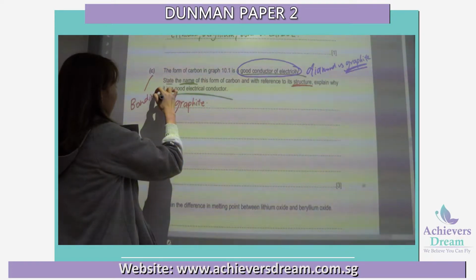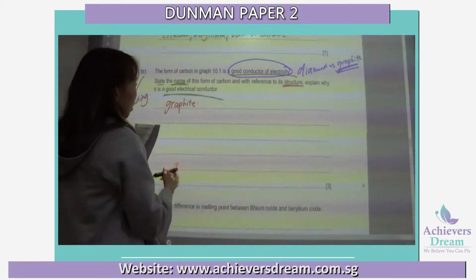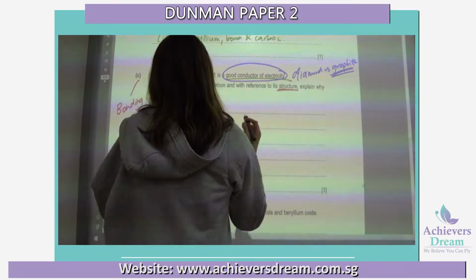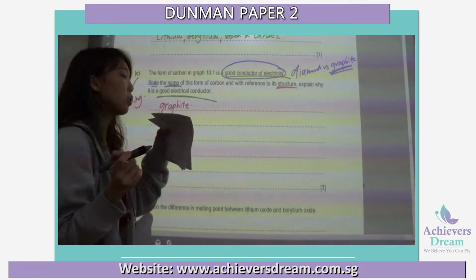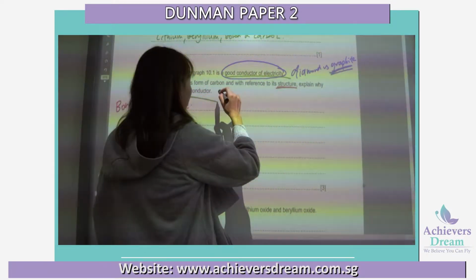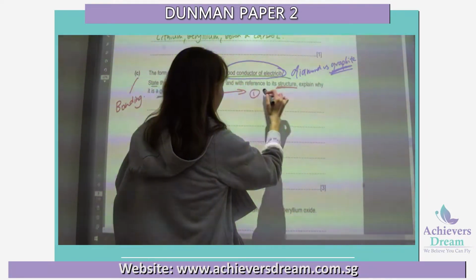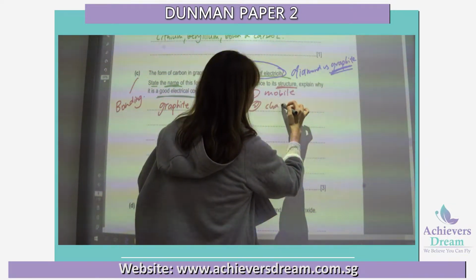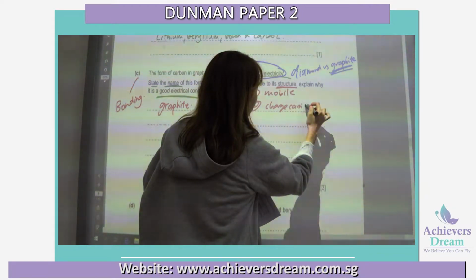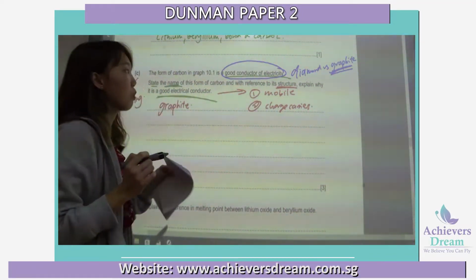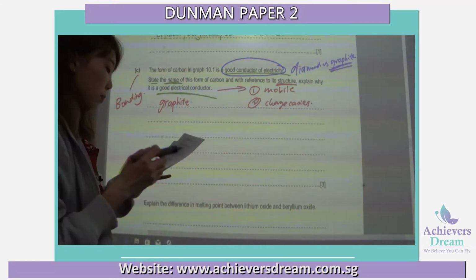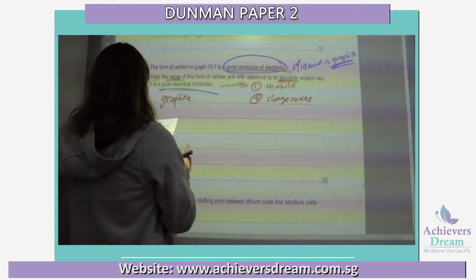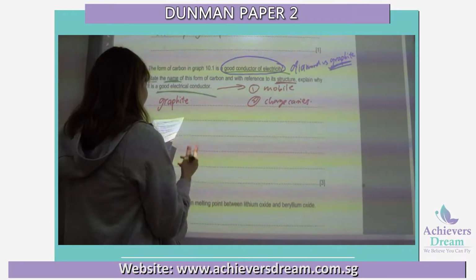Okay, your chem bonding. So, remember, first, in order to be a good electrical conductor, you need to have two factors. First, there must be presence of mobile charge carriers. It must satisfy these two conditions in order to conduct electricity. So how does graphite fulfill these two conditions?